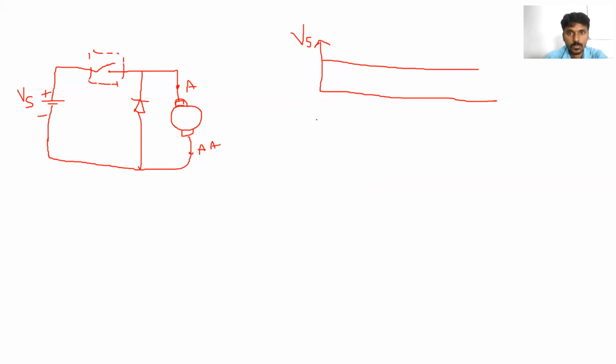So how are we getting the output? This is the V0 waveform. Generally this switch is operated. This is the chopper switch. This switch is connected in series with the armature circuit. So when the switch is closed, then what will happen? The current is flowing through this circuit. Is it right?